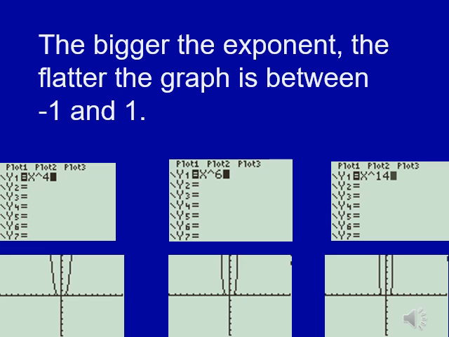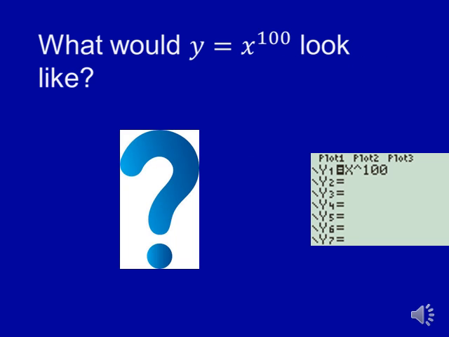That's because if you take a power of a fraction, you get a smaller fraction. If you think about it, if you take like 1/2 squared, you get a fourth. If you take 1/2 to the fourth power, you're going to get 1/16, which is even smaller. And so the bigger the exponent, the smaller the fractions you get when you plug in numbers between negative 1 and 1.